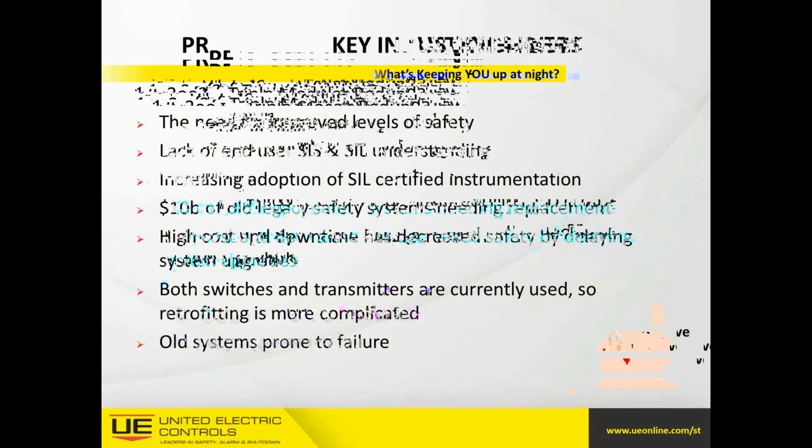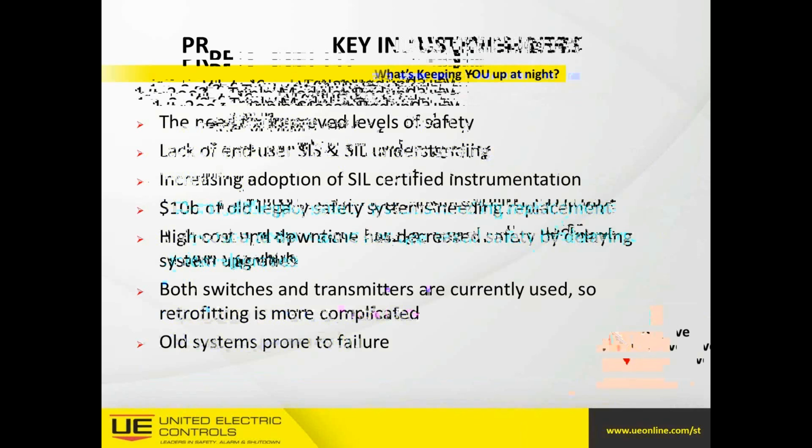The lack of end user SIS and SIL understanding. This is still an industry that's evolving, and we're still learning more and more every day what works best in regards to the implementation of safety instrumented systems and SIL devices within there. Increasing the adoption of SIL certified instrumentation, and then the tens of billions of dollars of old legacy safety systems that need to be replaced today.